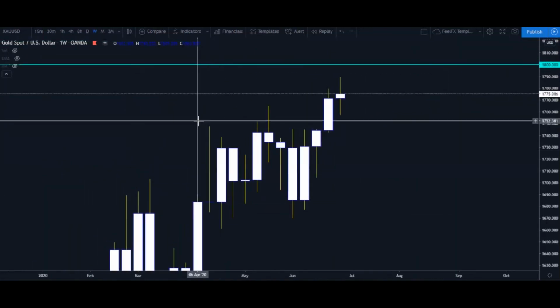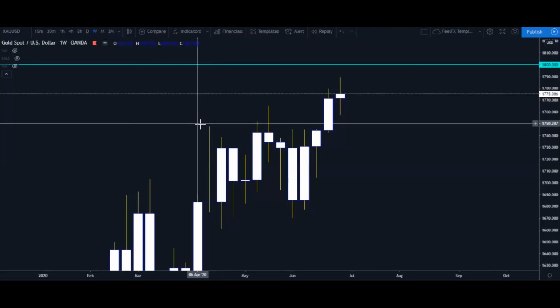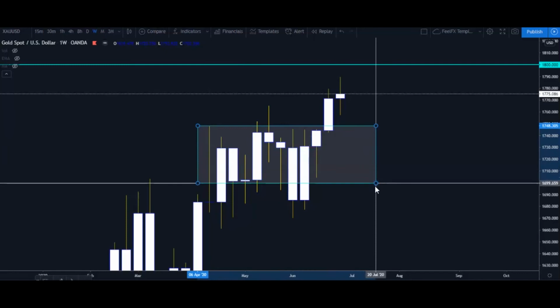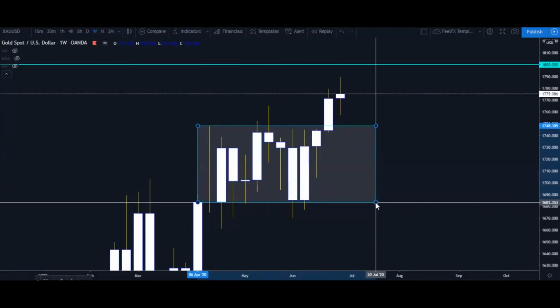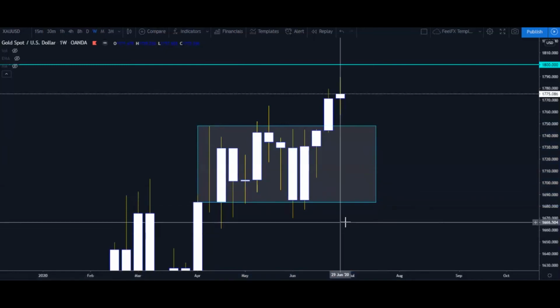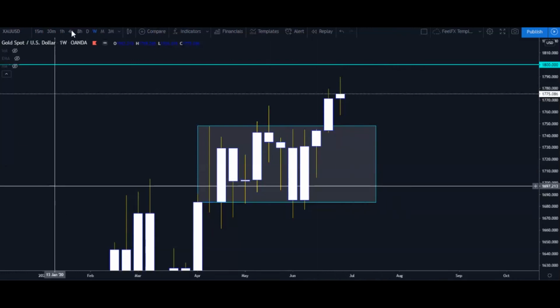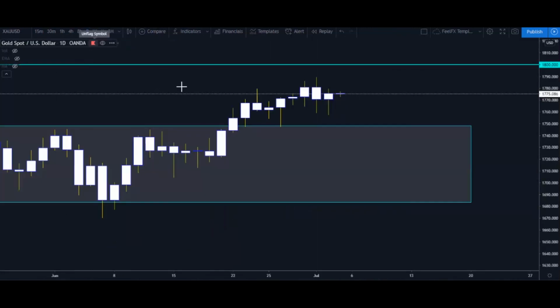Okay, so we can see that the top was set around here in this area for 1747. Let's see, we can pull this box across and we can see clearly that price was consolidating in this box. So let's now delve deeper into lower time frames in order to find further information on what the price can do in the oncoming weeks.